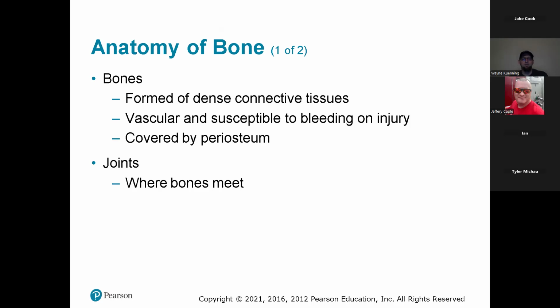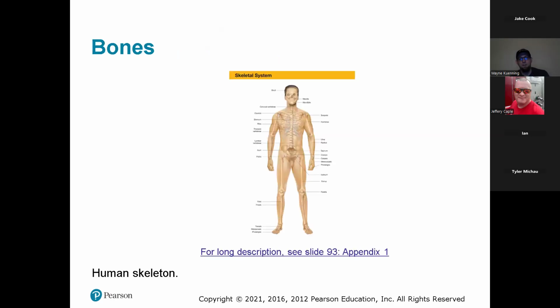The periosteum is the outermost, the densest layer. That's what gives bones their structure. If you ever look at an X-ray, the inner portion is kind of gray and the outer portion is white. The periosteum is that white portion, that dense calcium. Joints are where bones meet.